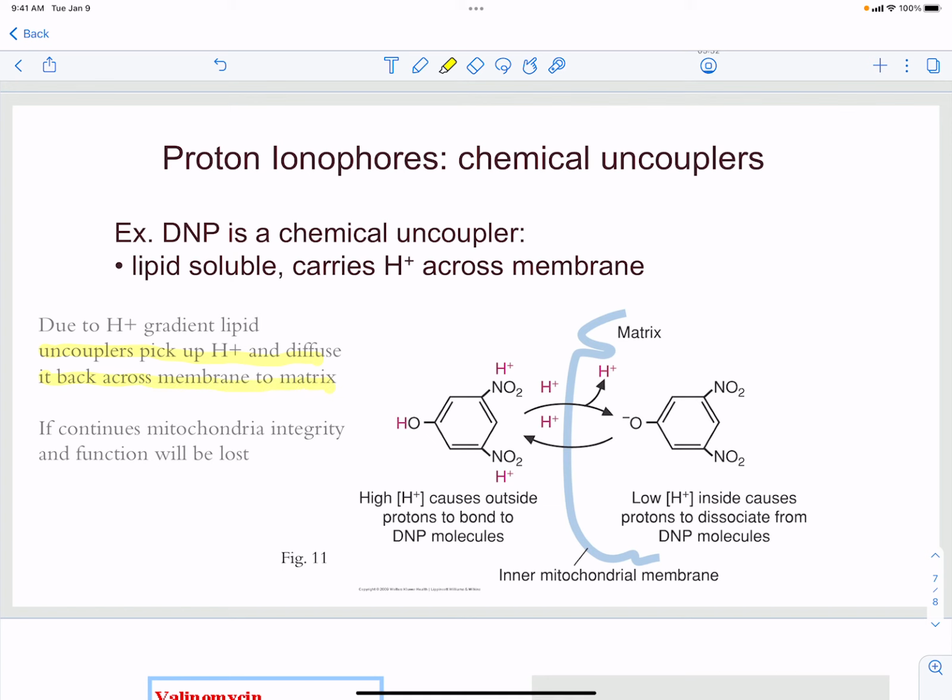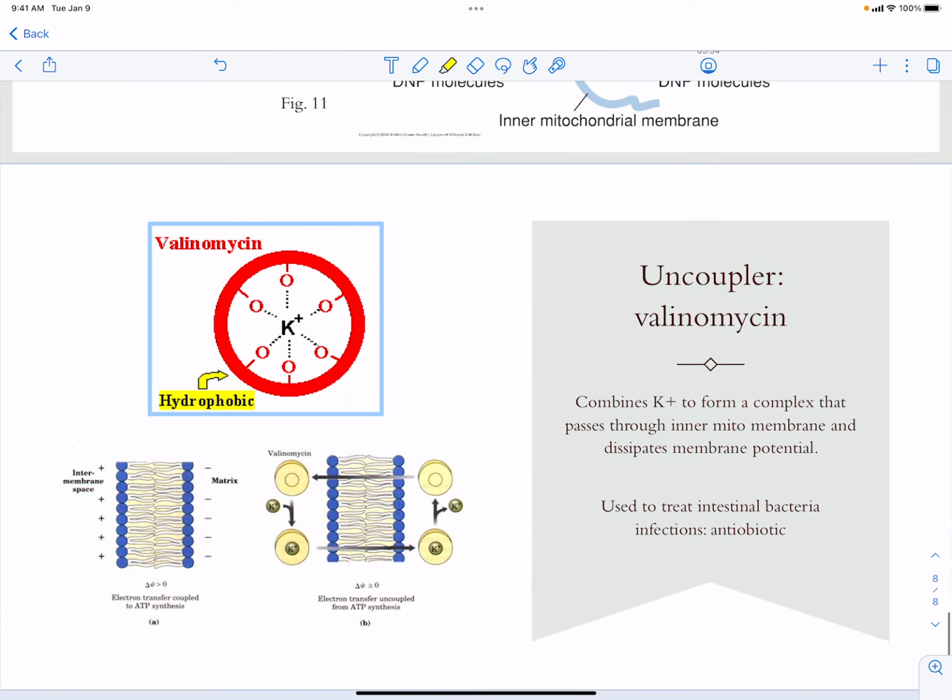Now, if you are constantly exposed to dinitrophenol, for example, and it continues to decouple the inner mitochondrial membrane, and you lose that membrane potential to make ATP, the mitochondrial integrity and function can be lost, and the mitochondria can cease to function properly.